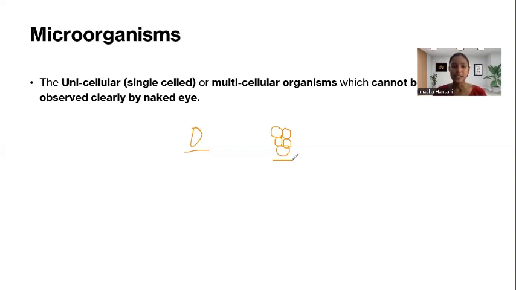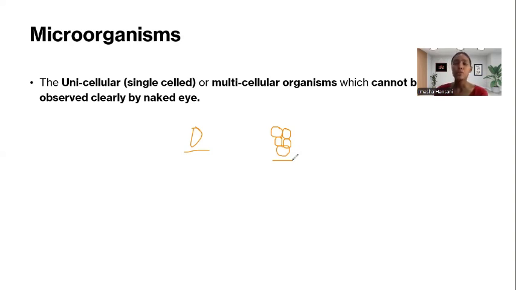The unicellular, single-celled or multicellular organisms which cannot be observed clearly by the naked eye. If you want to study this definition, I would recommend you break it into three major parts: unicellular, multicellular organisms, and cannot be observed clearly by the naked eye. What does it mean by naked eye?